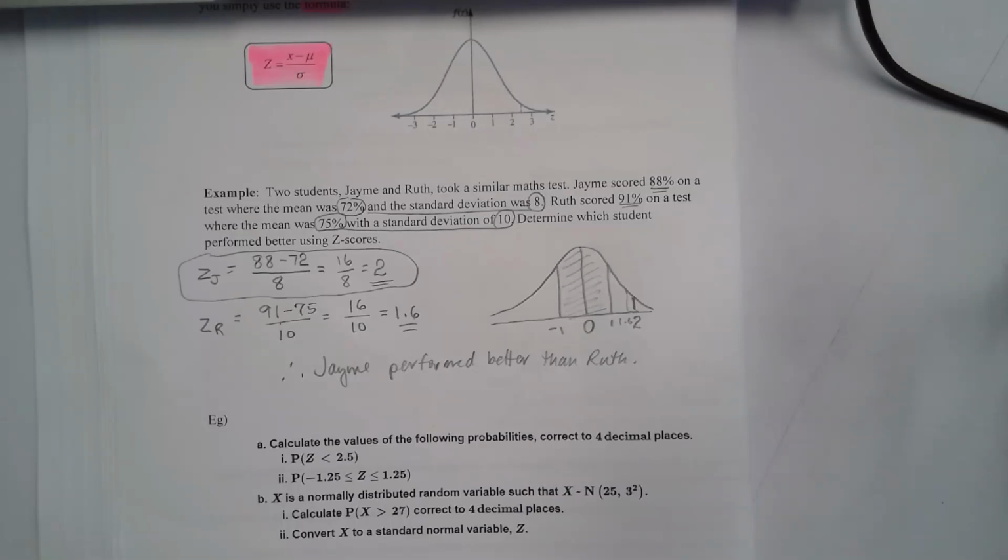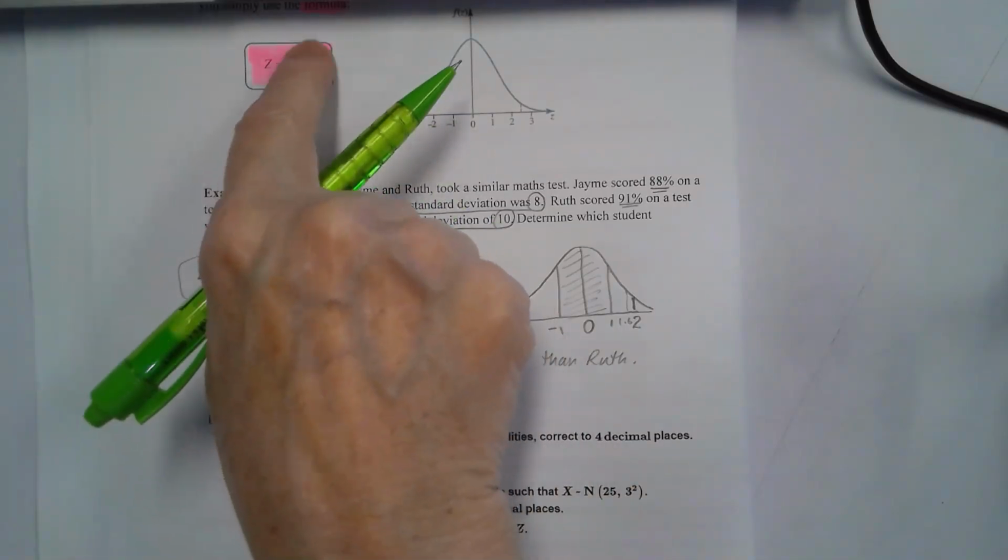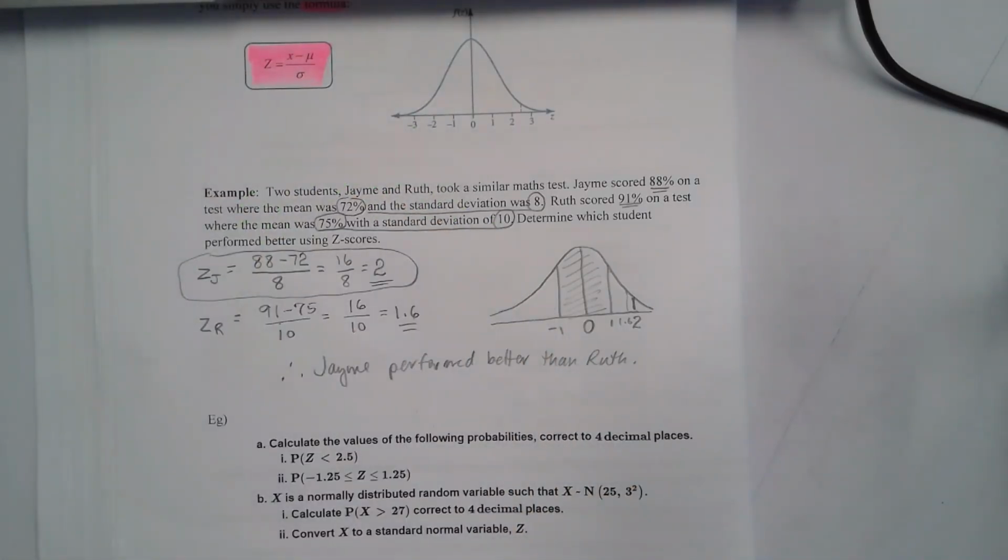Easy enough? Is that on your formula sheet? No? I don't think it is. This thing, x minus mu over sigma. You might have to memorize it. All right, here we go.